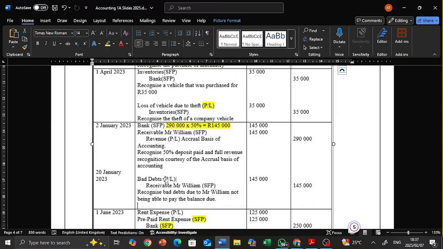Yeah, provision for bad debts also, yes. Okay, those who say it doesn't make sense, chat box, we'll talk.